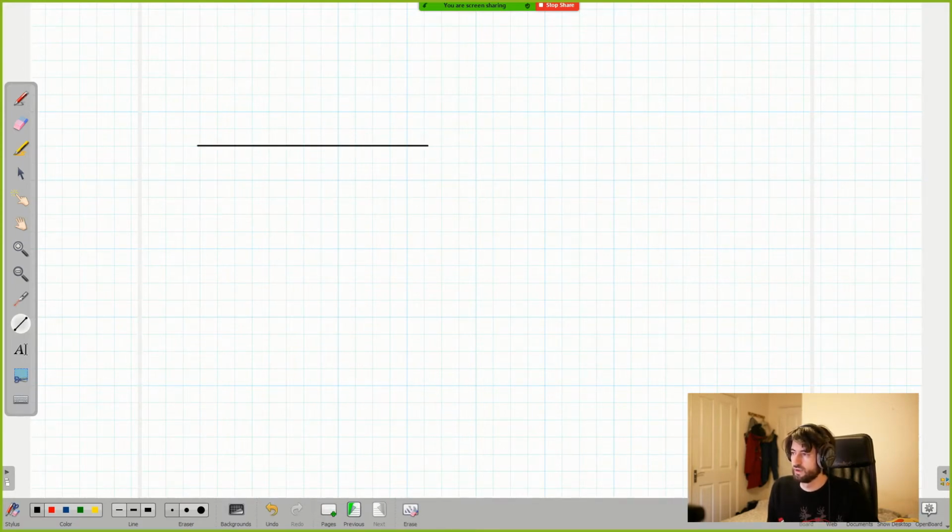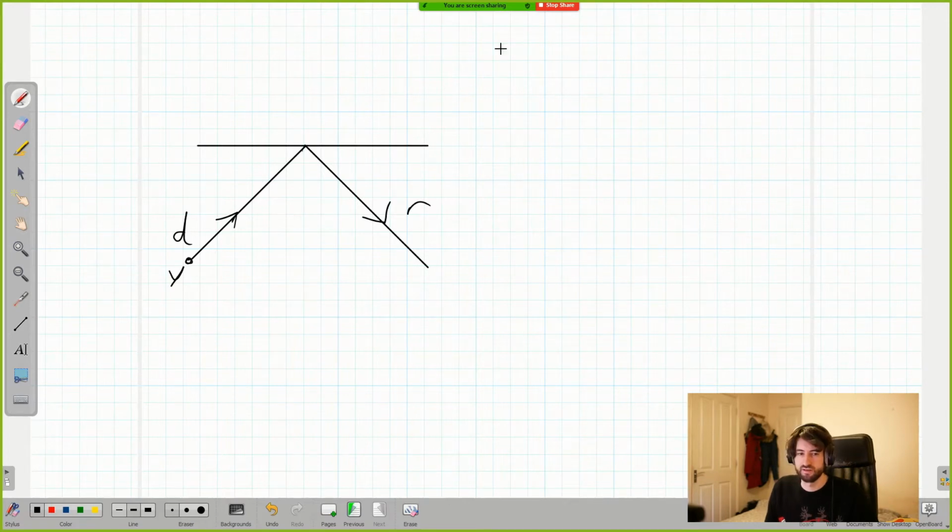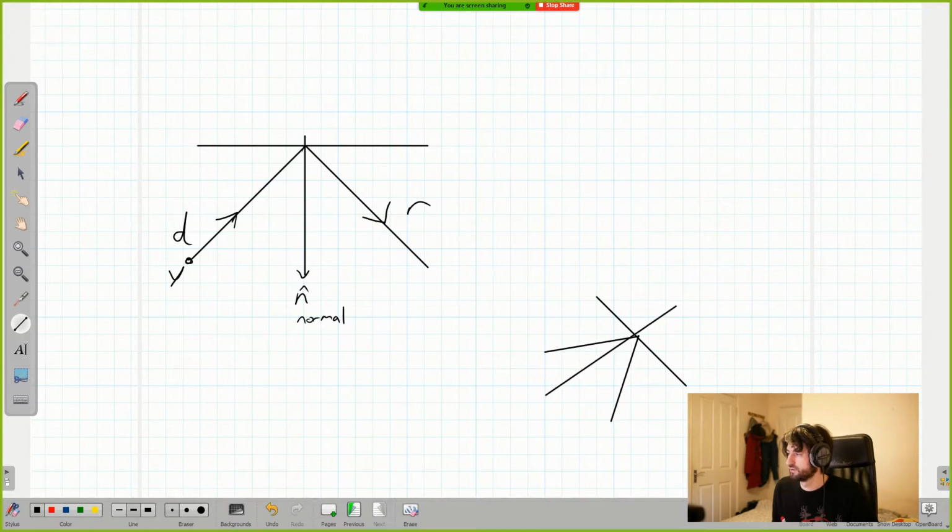We have, okay, this time we're just going to go at about 45 degrees, because whatever, you get the point. We have some D, which is the direction of the original photon, or whatever we have, the particle. And then we have some R, which is the reflection. Now, you can see here, this is going to be the normal of the vector. It doesn't have to be this way around. It could have looked like this, and then the normal would have gone down the middle here.